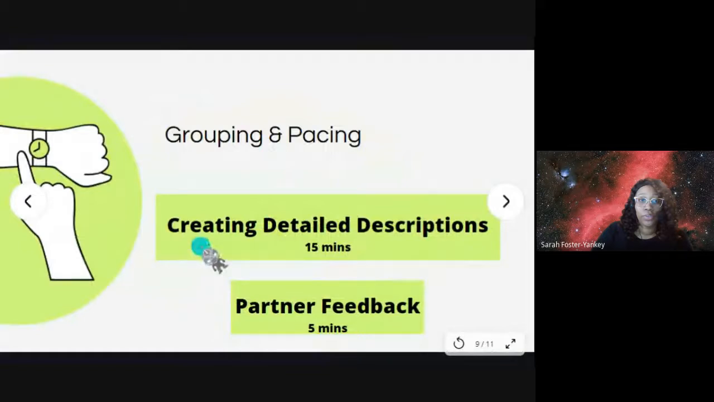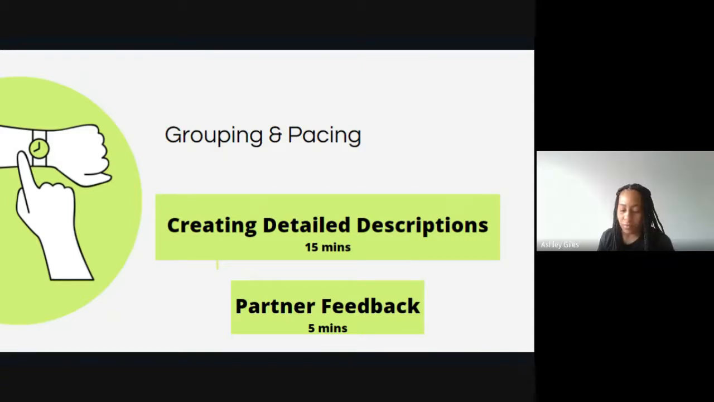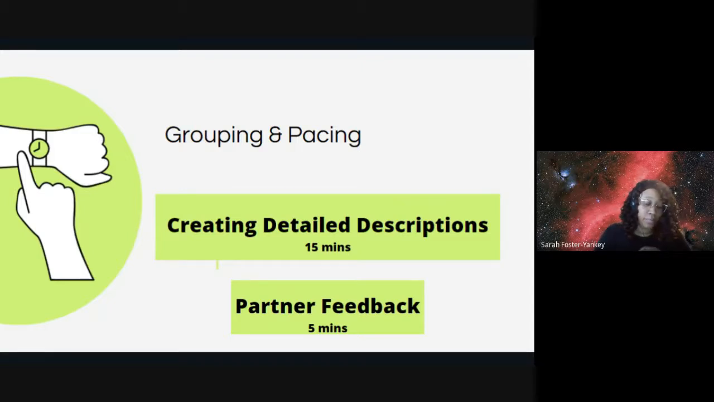For the first component, creating detailed descriptions, which is going to last about 15 minutes, it's really going to depend on how your students did with detail in the reading component of the lesson. So if you think they still need a little bit more work with it, you could have them write a detailed description about a setting from their own lives, a setting that they're already familiar with. And if they did a little bit better, like they really got it, then you could have them invent a setting, make one up to write about.